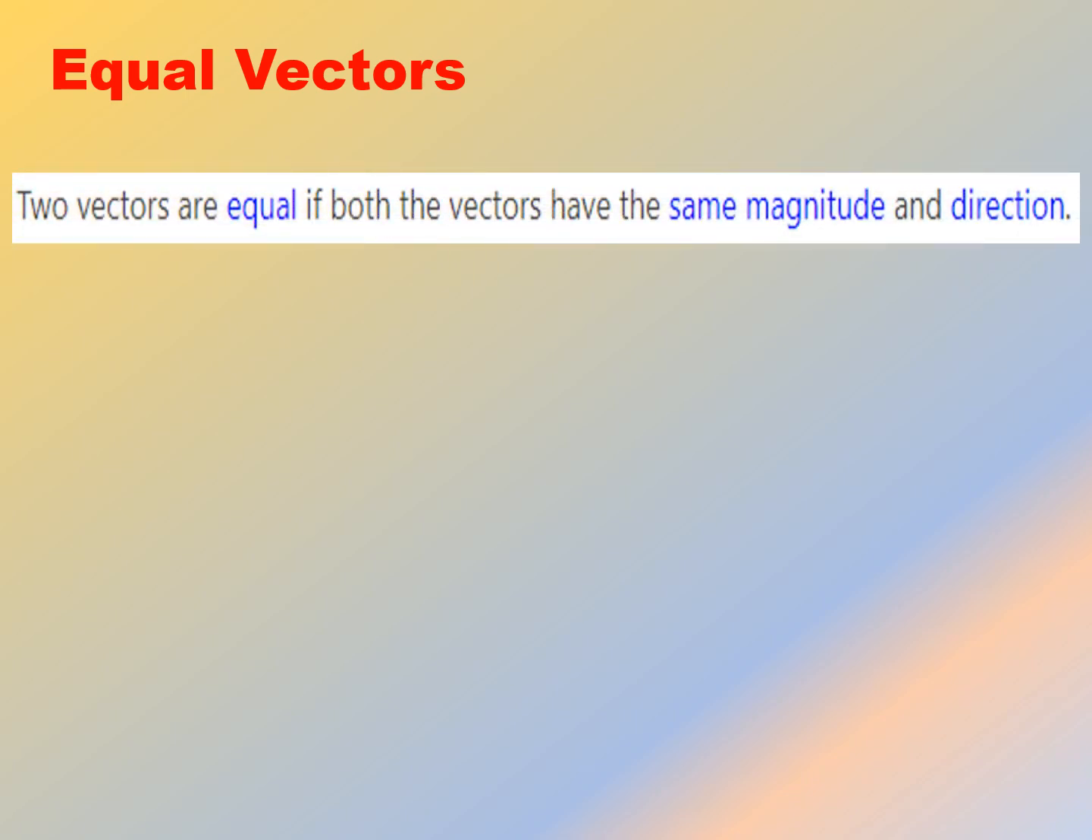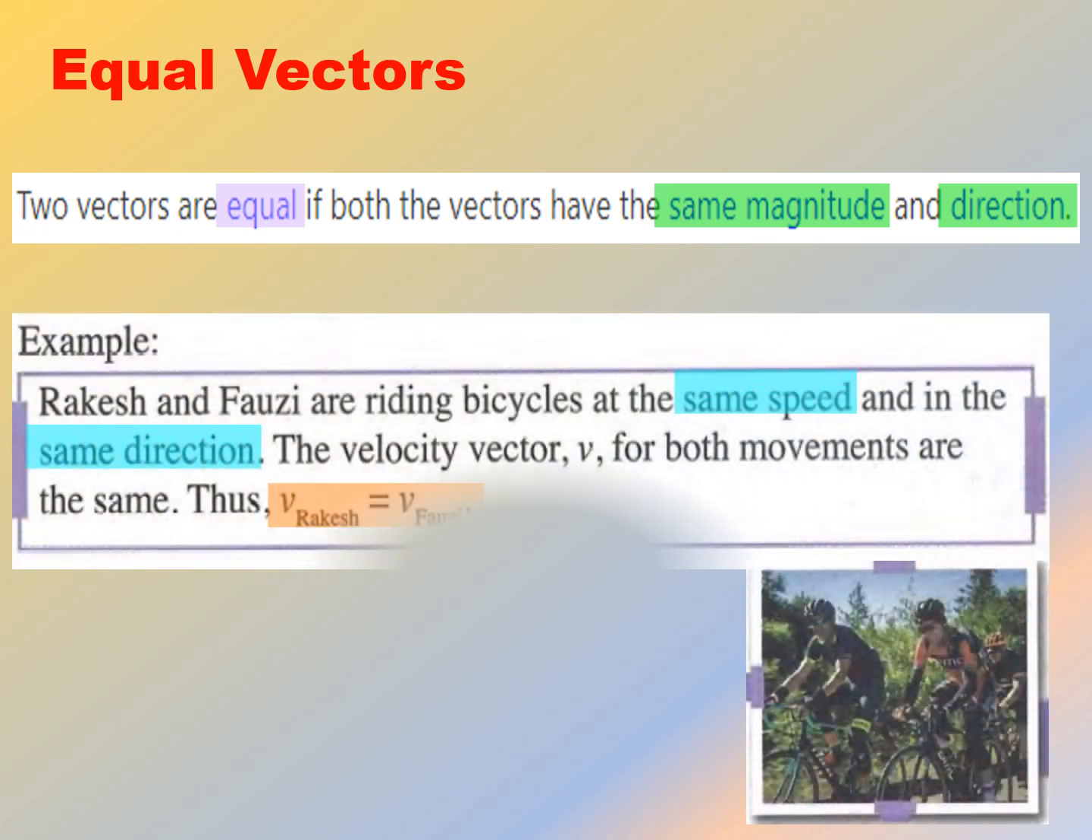Equal vectors. Two vectors are equal if both vectors have the same magnitude and direction. Example, Rakesh and Fauzi are riding bicycles at the same speed and in the same direction. The velocity vector v for both movements is the same. Thus, velocity vector Rakesh is equal to velocity vector Fauzi.